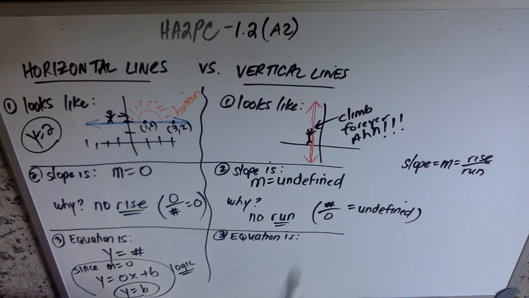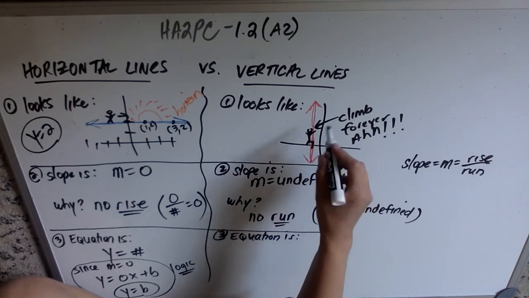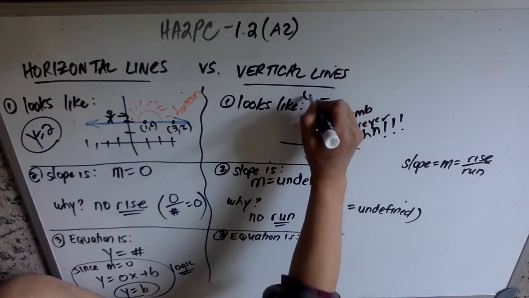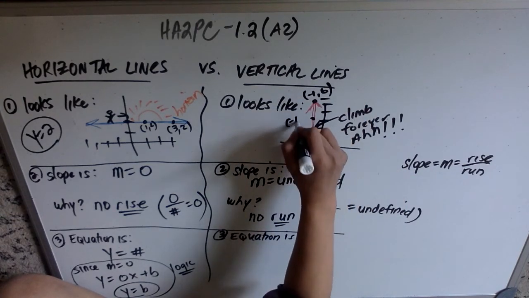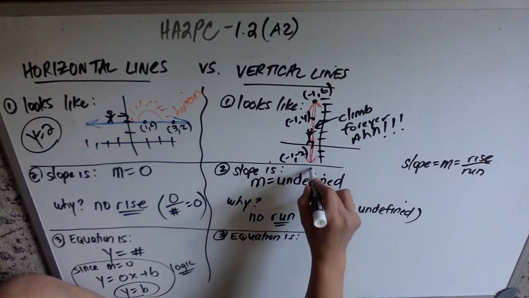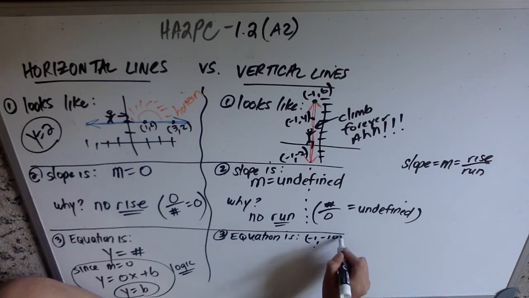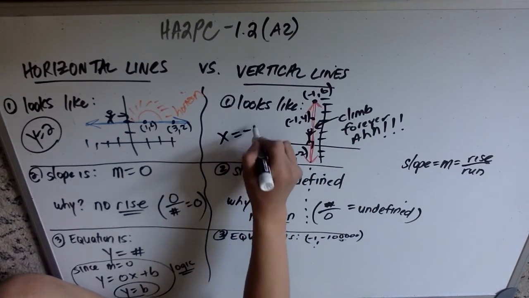Now let's look at this graph I drew originally, and let's make this one hash mark over. So that would make this 1, 2, 3, 4, 5. Let's say this is the point (-1, 6), and this is (-1, 4). And down here is (-1, -2). And way down here, if I went on forever, might be the point (-1, -100,000), for all I care. My point is that the y values are changing, but the x coordinates aren't changing. So this line right here is just the equation x equals negative 1.